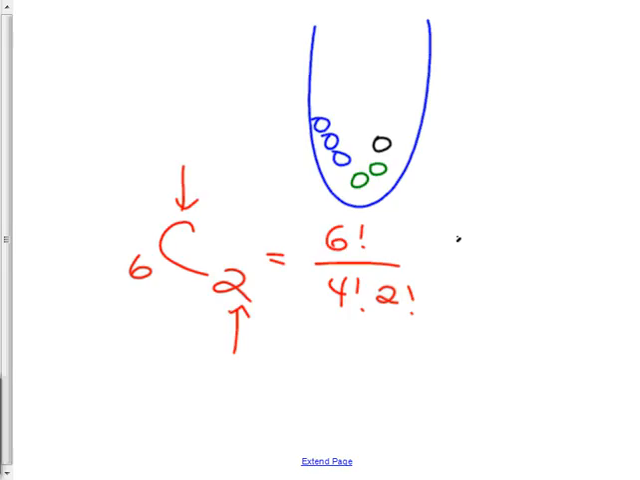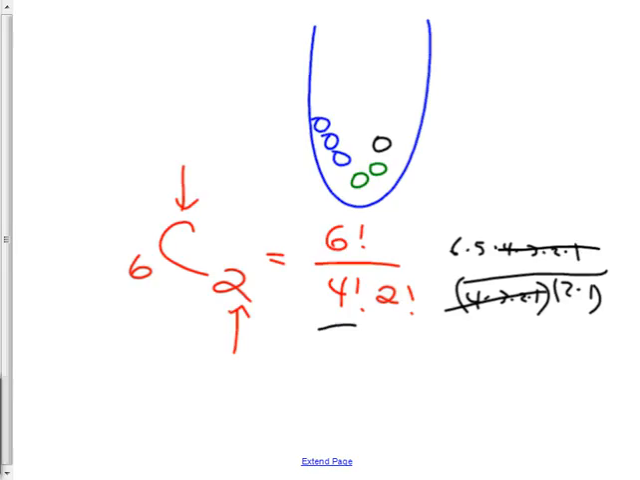This means 6 times 5 times 4 times 3 times 2 times 1 over 4 times 3 times 2 times 1. And that's this 4 factorial. And then the 2 factorial is 2 times 1. And then I can cancel off 4, 3, 2, 1, 4, 3, 2, 1. That's 30 divided by 2. So I know the answer is 15. Just about as fast as the calculator if you know what you're doing. Yes?